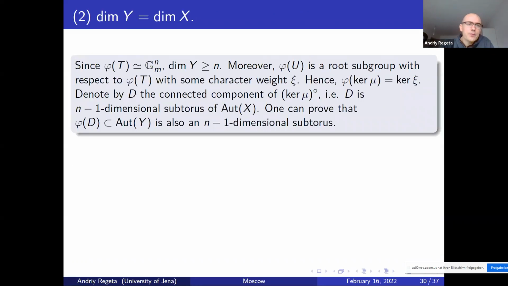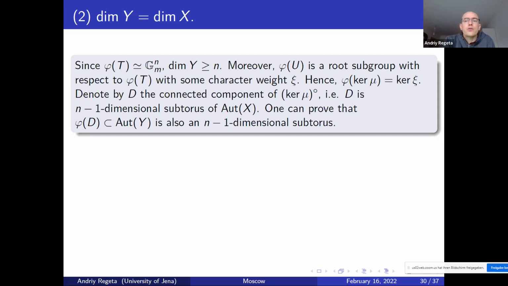The second step of the proof, you remember, is to show the dimension of y coincides with the dimension of x. Well, since phi of t is isomorphic to GMN, so it's an algebraic torus, we have the dimension of y is at least n. Now we would like to show the dimension of y is less or equal than n.